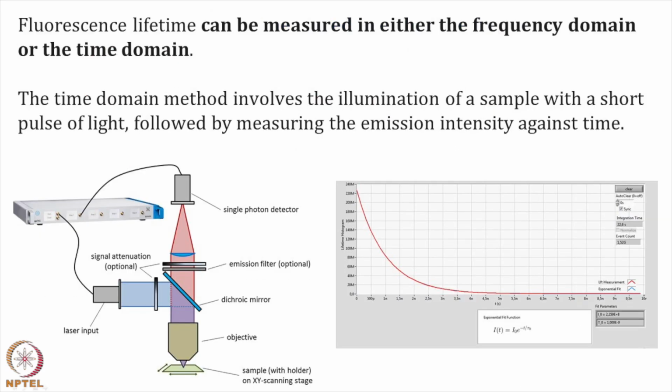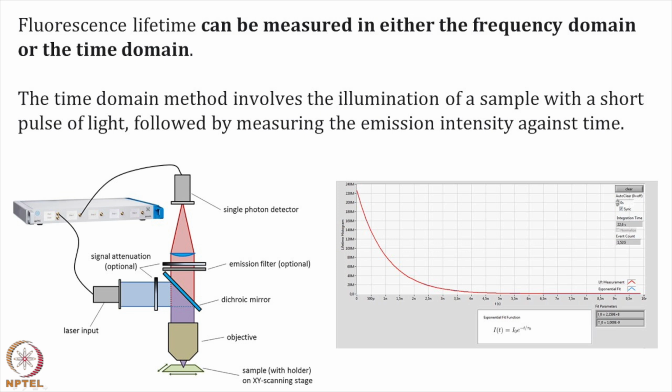Now how do you measure this, right? So lifetime, as I said, excitation is not being done by a typical tungsten lamp or whatever, you are doing it with a sharp laser. So you require a different kind of setup. Lifetime can be measured in either the frequency domain or time domain, because we are measuring with time, right, how the photon is coming. It involves the illumination with a short pulse of laser, followed by measuring the intensity against time. That is what we are doing.